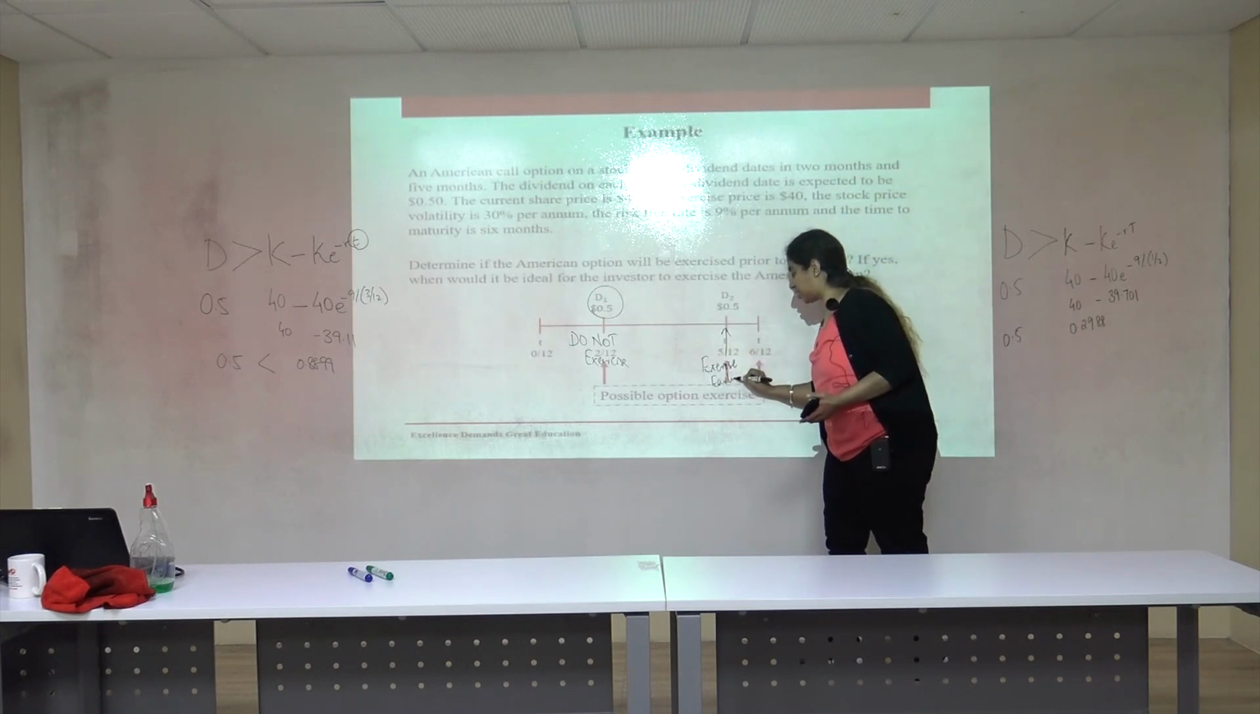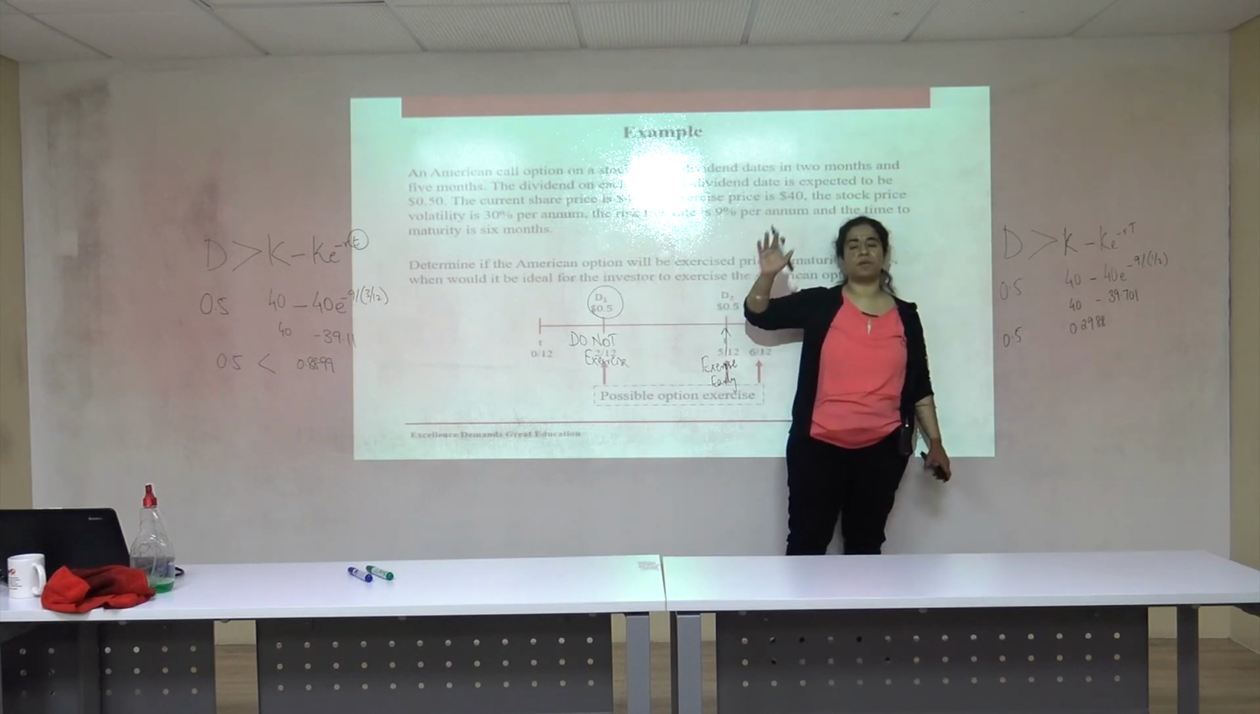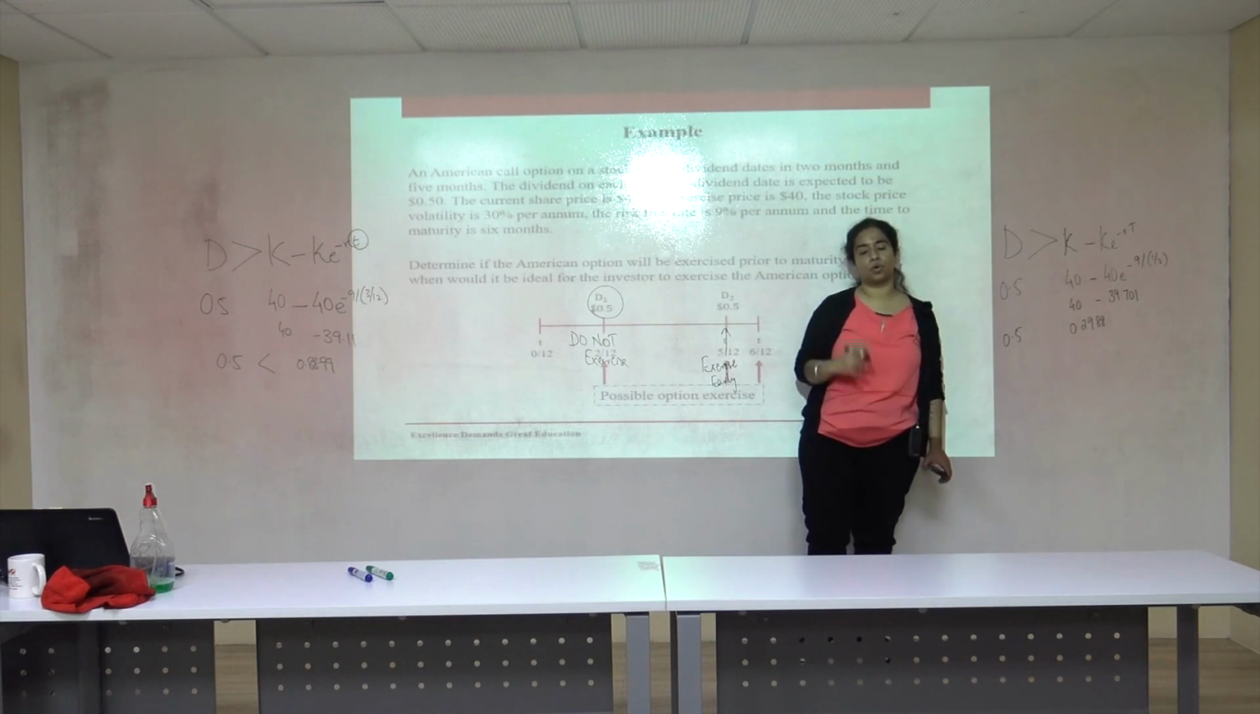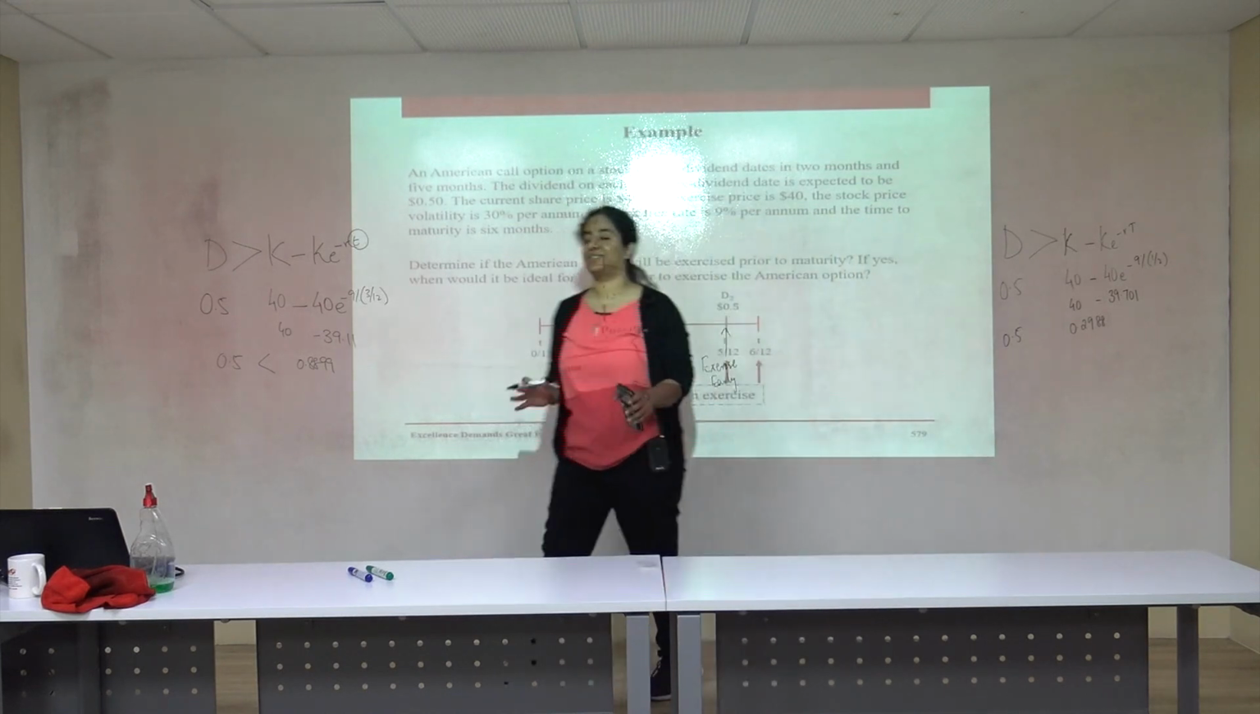So you will exercise this 6-month American call option early, that is on the 5th month, to secure the second dividend. I hope that's clear now.